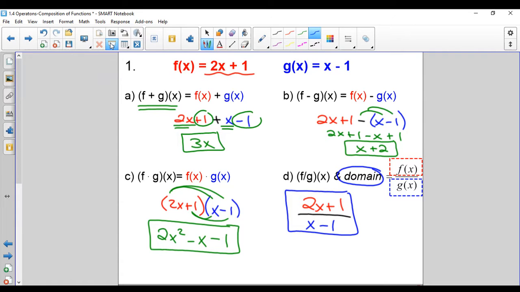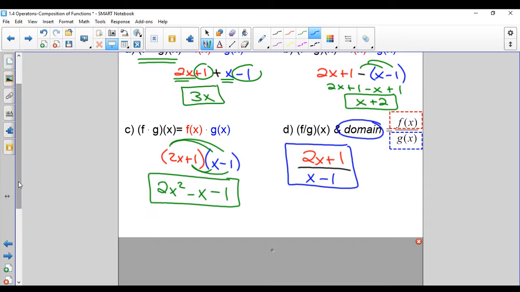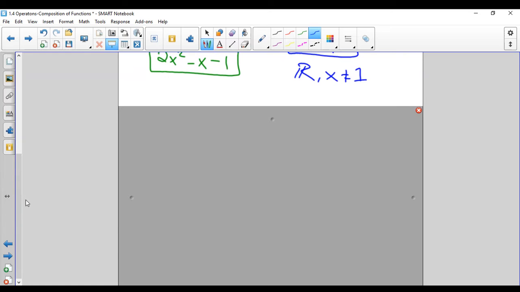But here's the thing. I need the domain as well. We've had a little practice with that last week or 2 weeks ago. We talked about it again last week. So let's check out the domain here. Domain is going to be all real numbers except x cannot equal 1. Remember, with fractions, you can't have 0 on the bottom. So that's it. We're good there.